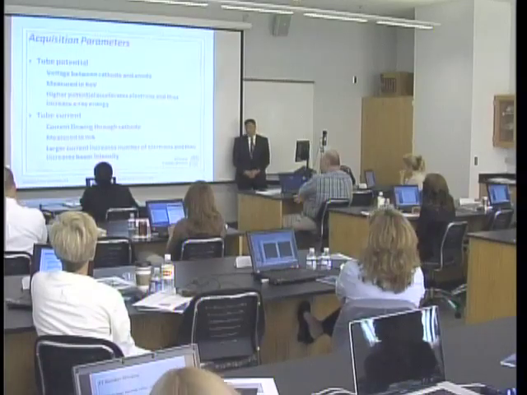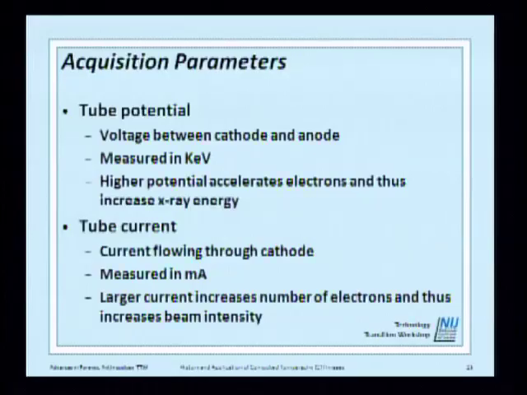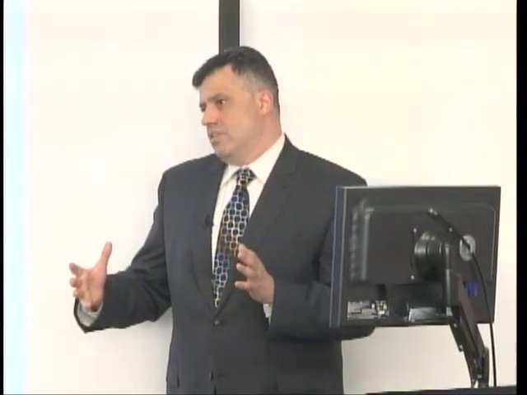Every machine is different. So you have some of the important parameters, like the voltage between the cathode and the anode, measured in kilo electron volts. A higher potential accelerates electrons and thus increases the ray energy. Tube current is another important parameter, which is the current flowing through the cathode, measured in milliamperes. A larger current increases the number of electrons and thus increases beam intensity. So you have energy and intensity. In both cases, most of the new systems adjust this automatically, sometimes with the size of the patient and for the quality of the image.